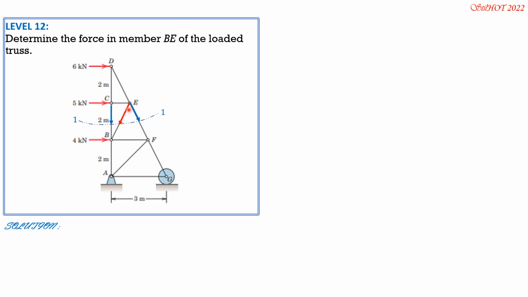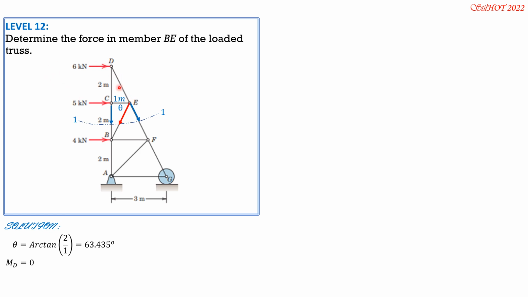I denoted the member that is required with the red one. Since this is 3 meters, and vertically the spacing is equal, 2, 2, 2, 2, that means this is 2 meters, that's 1 meter. 1, 2, so 3. So that's 1 meter. Therefore, the measure of the angle here is arctan of 2 over 1. Theta is arctan of 2 over 1, and it is equal to 63.435 degrees.